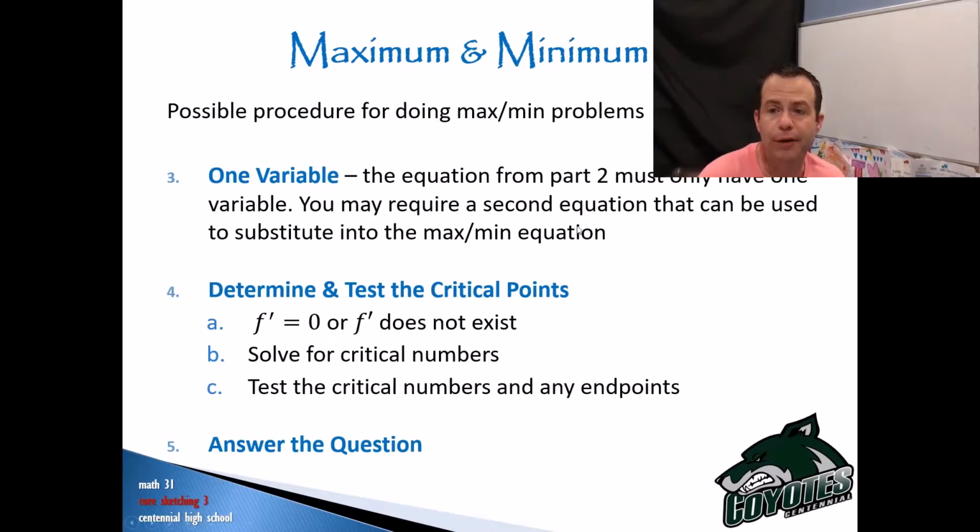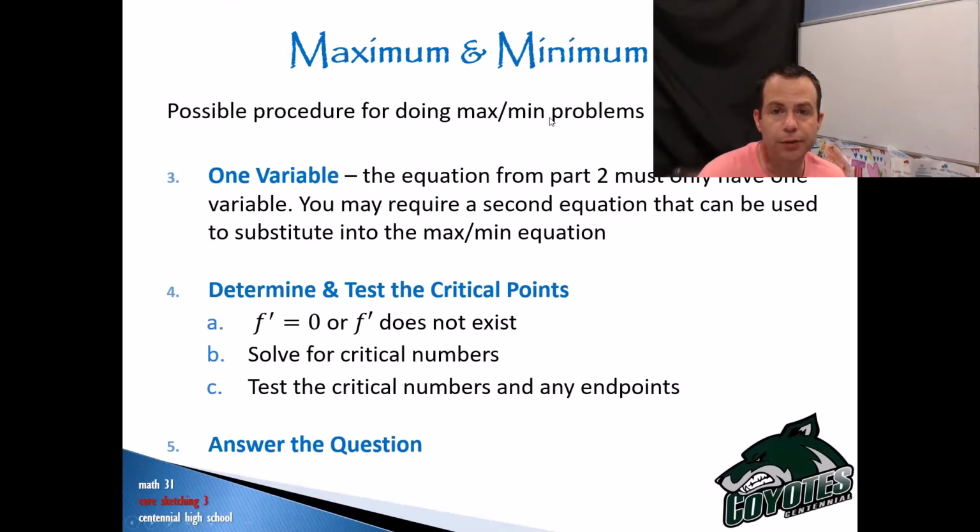Okay, you may require a second equation that can be used to substitute into the max or min equation. And then you're going to determine and test the critical points. So remember, the critical points are where we will have local mins or maxes. And that's where either the derivative equals 0 or the derivative doesn't exist. So you're going to solve for the critical numbers and then test the critical numbers as well as any endpoints that you have. Okay, and then once you've pulled all that together, obviously you're going to answer the question. Okay, so let's try a few together.